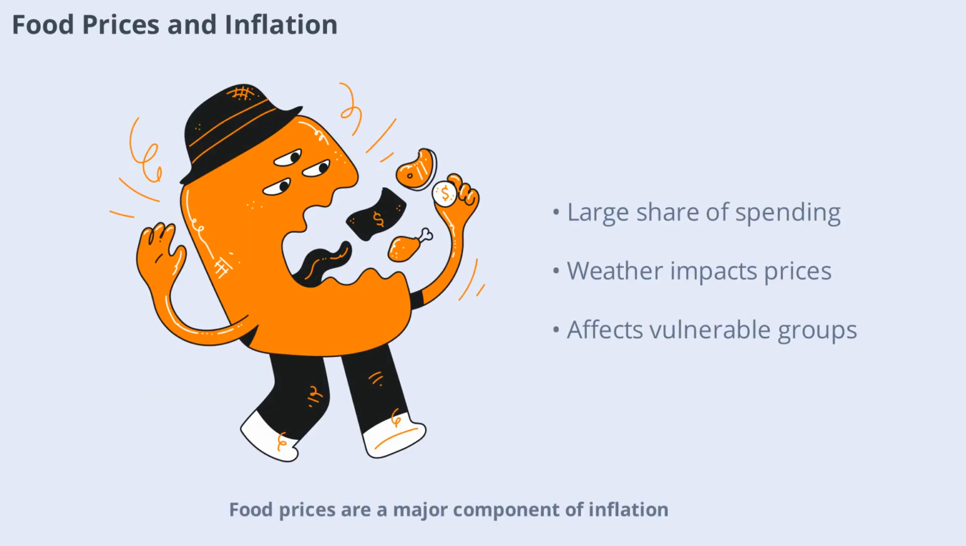Food prices are a major component of inflation, especially in developing countries where food makes up a large share of household spending. Factors like weather, transportation costs, and global demand can all influence food prices. When food prices rise, it can have a significant impact on overall inflation and on the well-being of vulnerable populations.